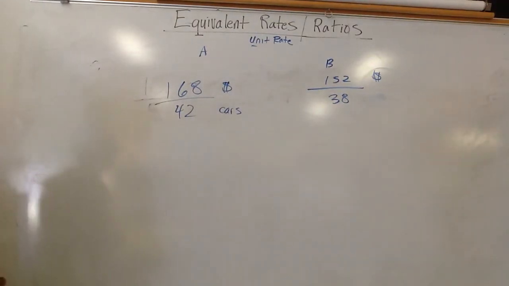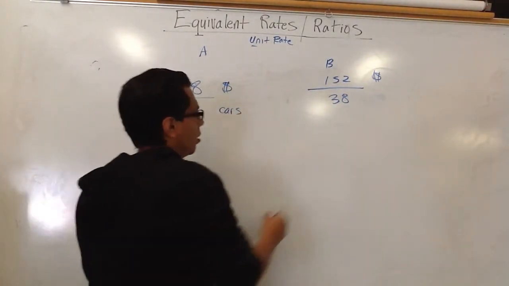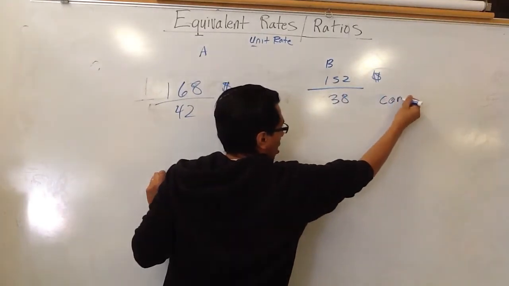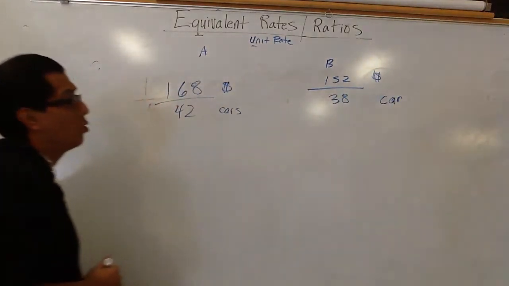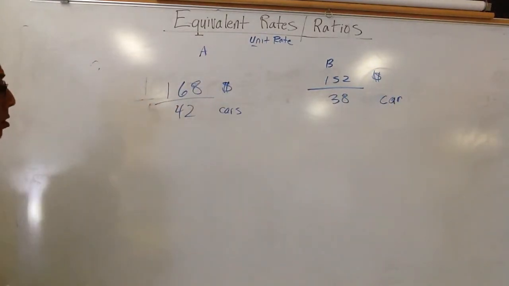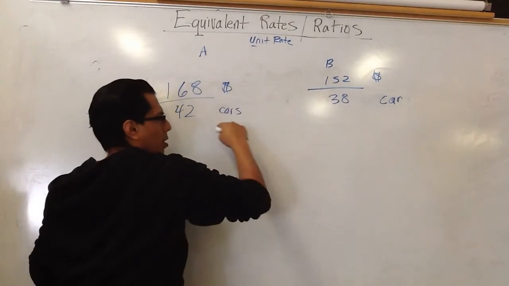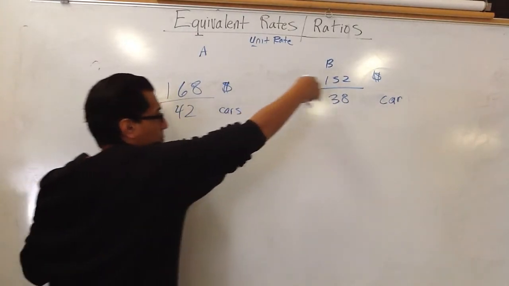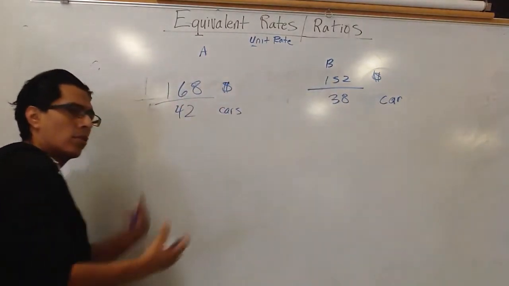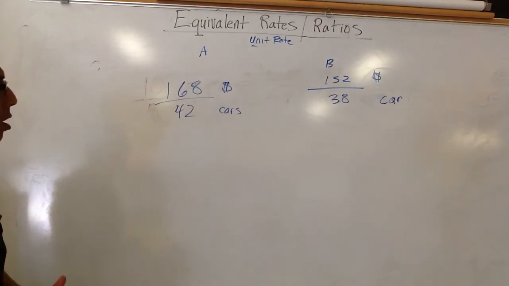Is 38 a multiple of 42? No. So we're going to have to go unit rate. Unit rate seems like a real good buddy to me. One thing I need to mention: do you see how I'm keeping money on the top, cars on the bottom? Those have to be in the same place. Otherwise, you're going to be comparing the wrong things.